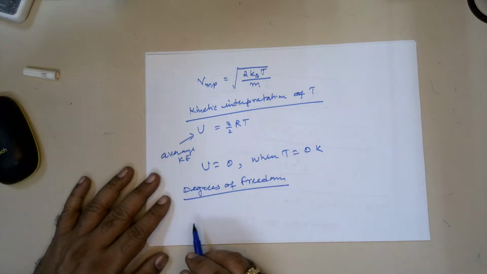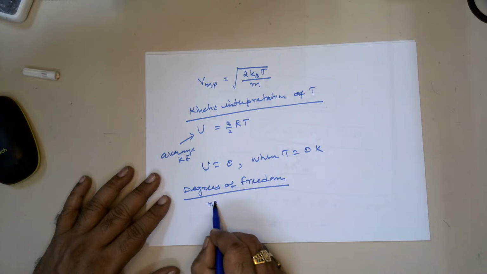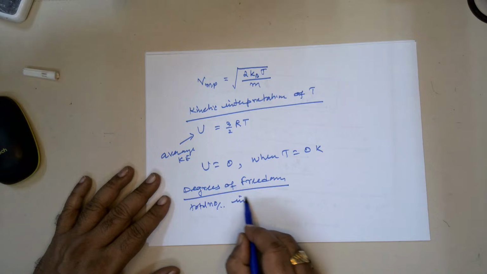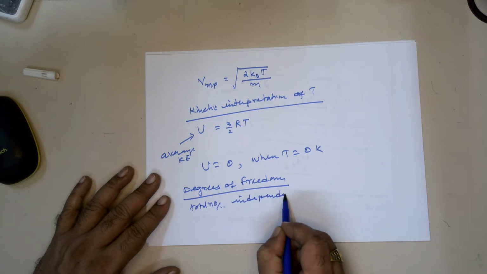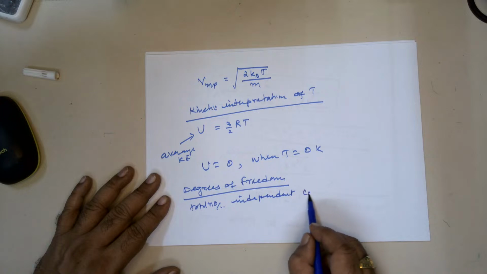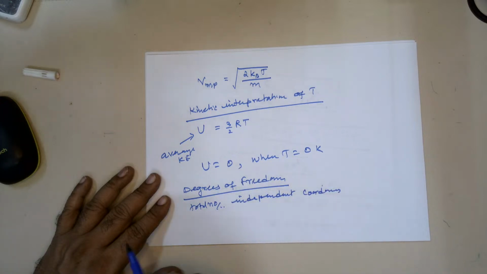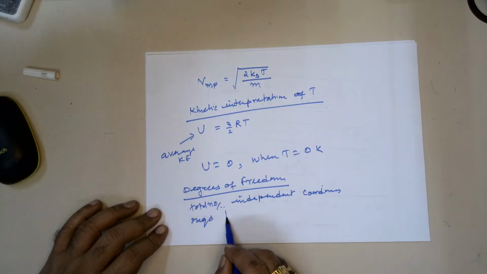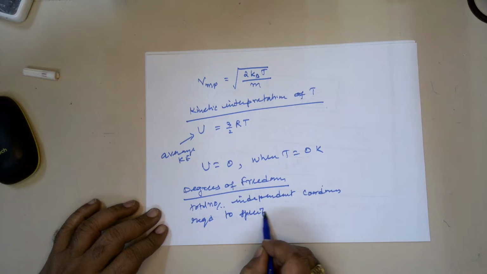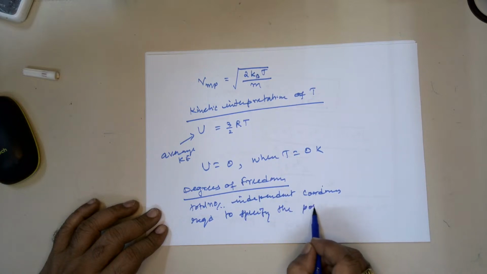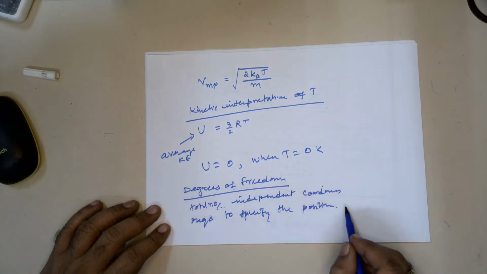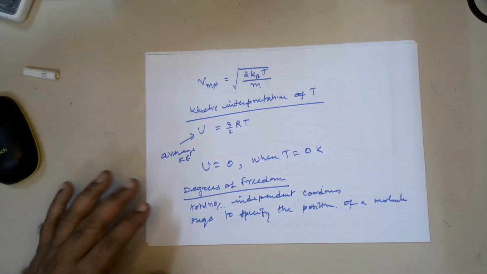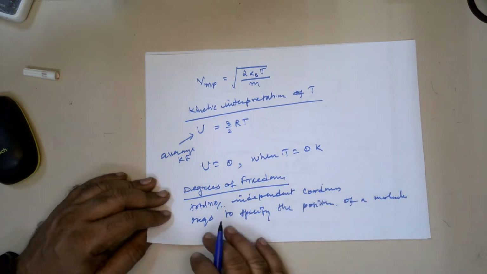So, what is degree of freedom? The total number of independent coordinates, meaning x, y, z, required to specify the position of a molecule. So this is known as degrees of freedom.